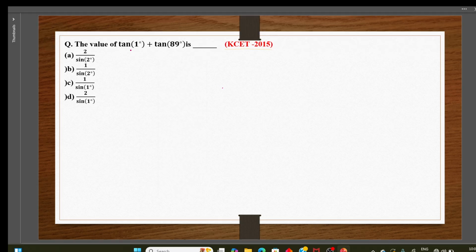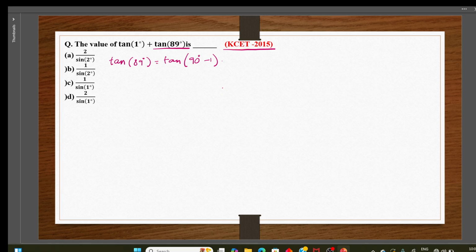The value of tan 1 degree plus tan 89 degrees is. This question is from KCET 2015. Okay. So value of tan 1 degree and tan 89 degrees means, this tan 89 degree is also written as tan 90 degree minus 1. Correct.